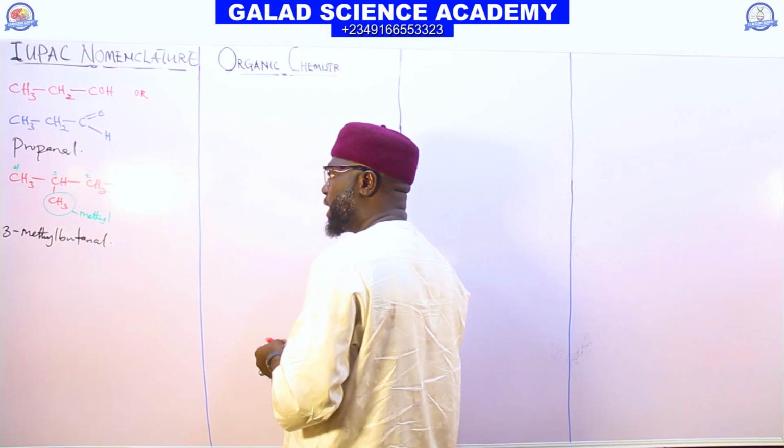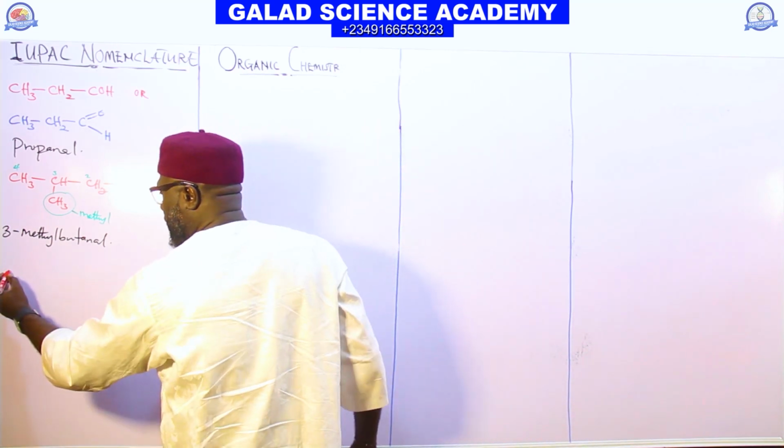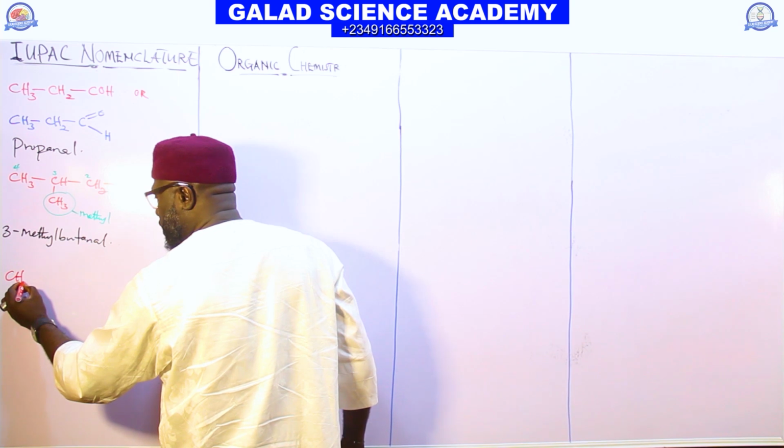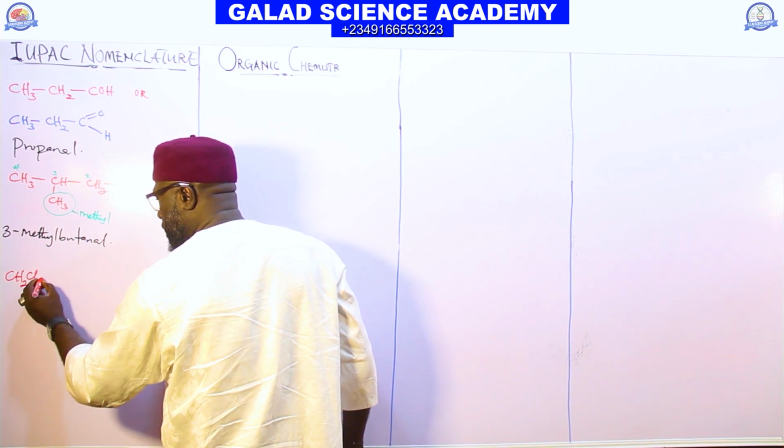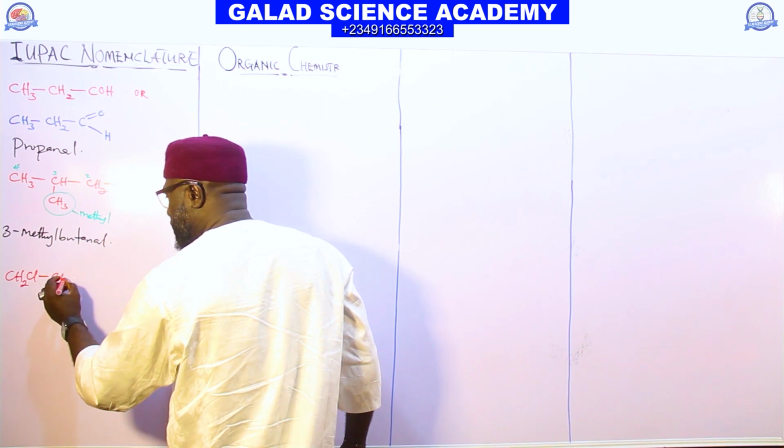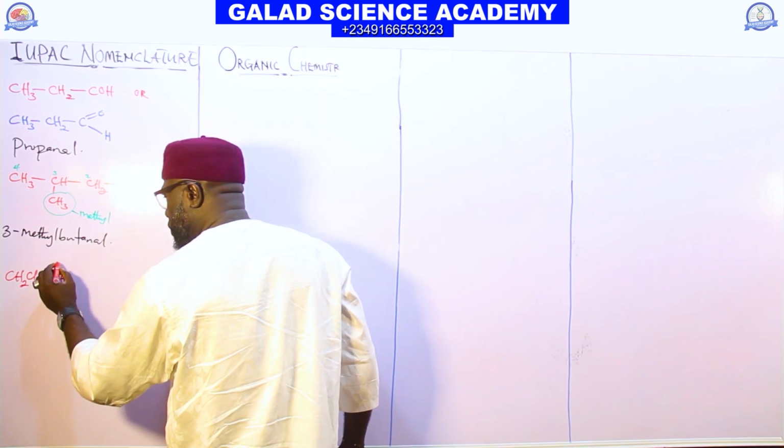Let me make it more complex. In another one, we have CH2, CH. We have CH. Let me put what?